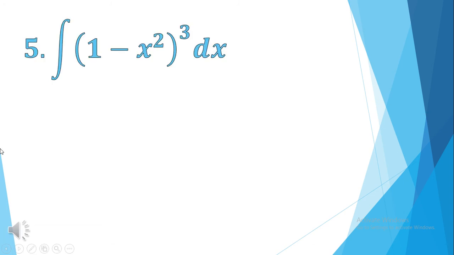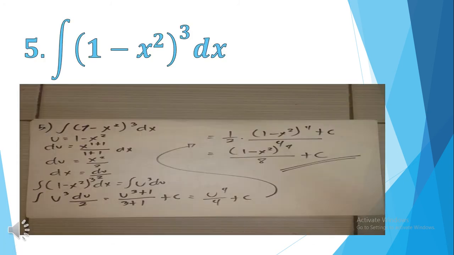Number 5. Integral of 1 minus x squared to the power of 3 dx. So our u is equal to 1 minus x squared, and our du is equal to x to the power of 1 plus 1 over 1 plus 1 dx. Du is equal to x squared over 2, and our dx is equal to du over 2 over the 1 half.